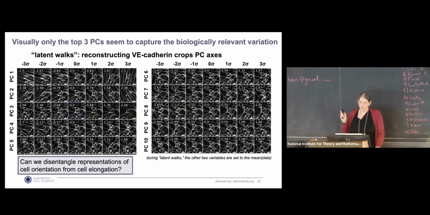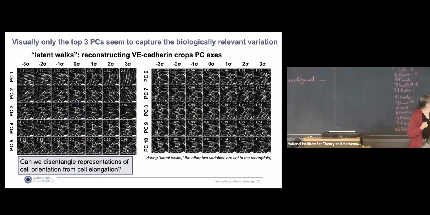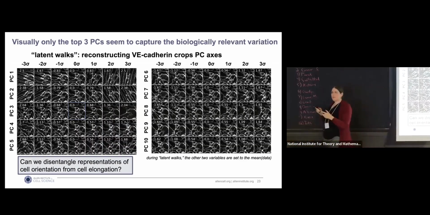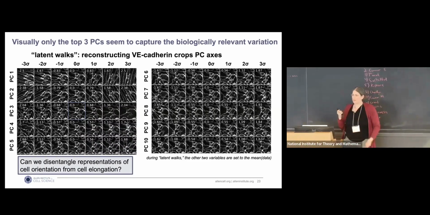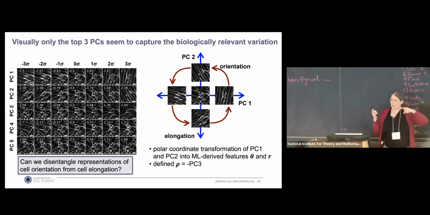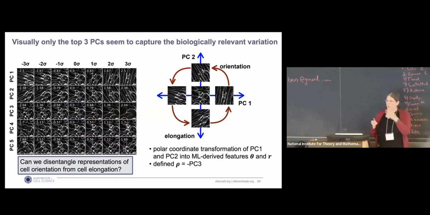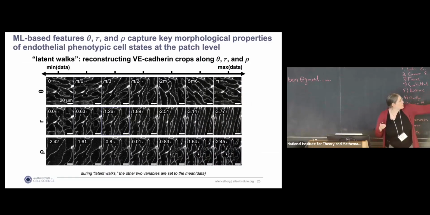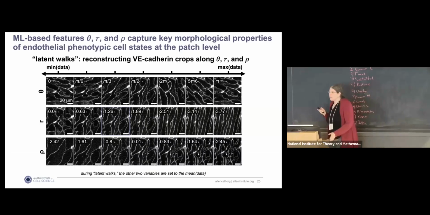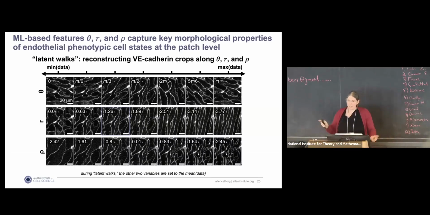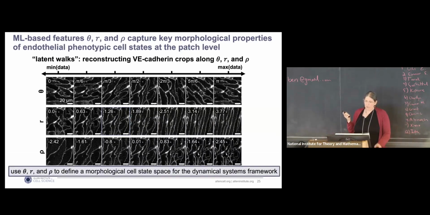Okay. Can we disentangle the representation of these two, where you can see that there is an entanglement of how elongated the cells are versus how oriented the cells are? And we do that just with a polar transformation. And then we also are going to define theta and R, where theta is representative of orientation and R is representative of elongation, but these are now ML derived, and these are at the patch level, so these are not standard measurements that you use normally. And then rho, we're going to define as negative PC3. And when we do that, we have a beautiful latent walk along all sorts of aspects that we visually know matter for these two states, so we can start to create a morphological cell state space that we then apply the dynamical systems framework to.